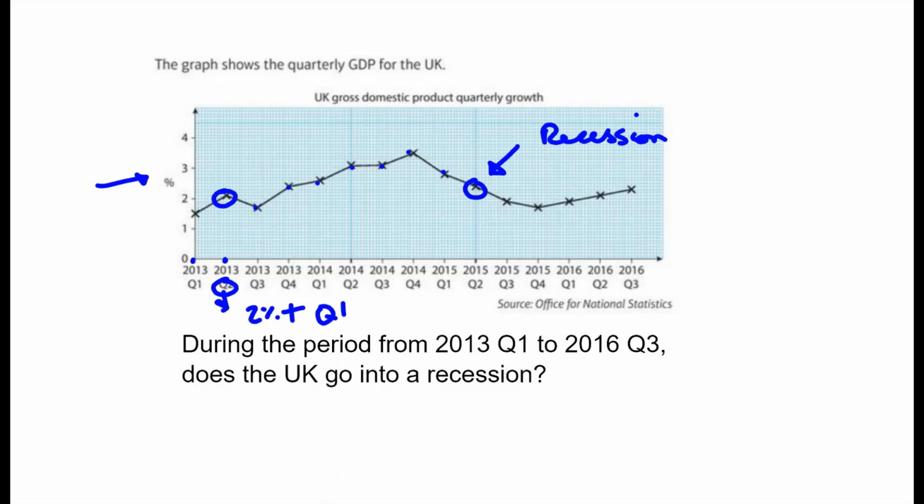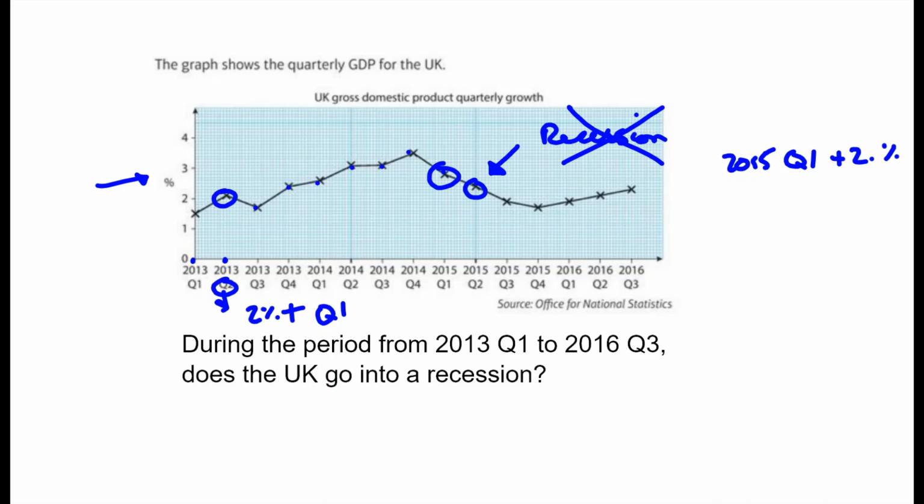So what this is saying is in 2015 quarter two, we have got the 2015 quarter one plus 2-point-something%. So it is actually going up. It's just not going up as much as the previous quarter. So that means it is not going into a recession.